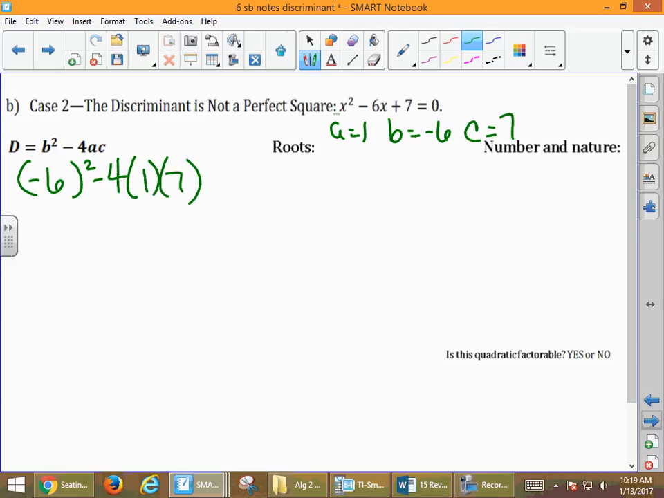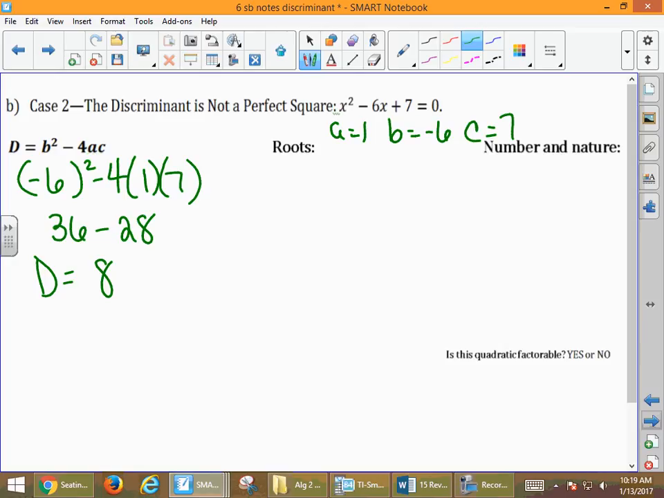So we're going to get -6 squared minus 4 times 1 times 7. This time what it says is that the discriminant is not a perfect square. If you're typing in -6 squared, you must have parentheses in your calculator. So we get 36 minus 28, and 36 minus 28 is 8. 8 is the discriminant. That number gives us some information without actually having to use the quadratic formula or solve by factoring or solve by graphing.